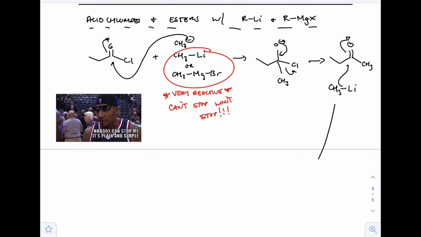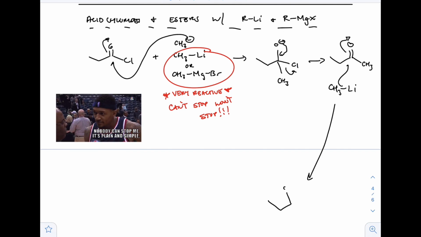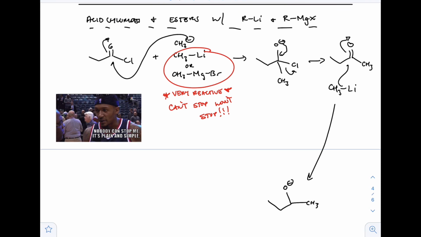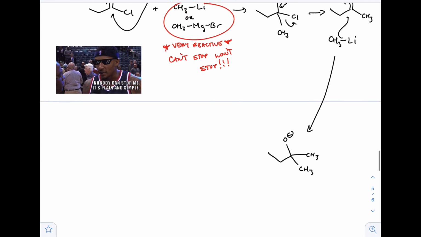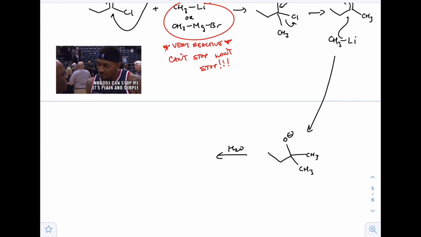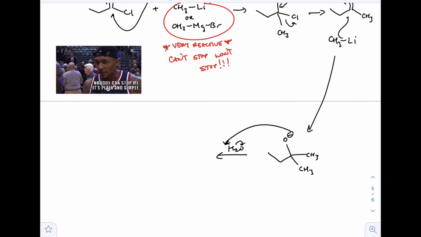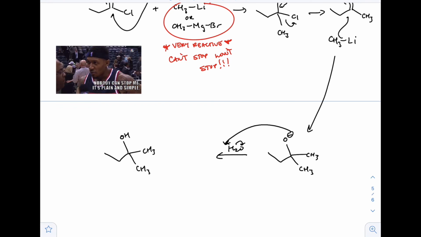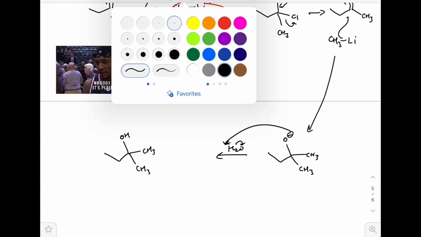Okay, so methyl lithium attacks the carbonyl carbon again. Get the alkoxide, hit it with a little water to protonate it to end up with your tertiary alcohol in the end. Okay, so this, it's very easy, right? Very straightforward.